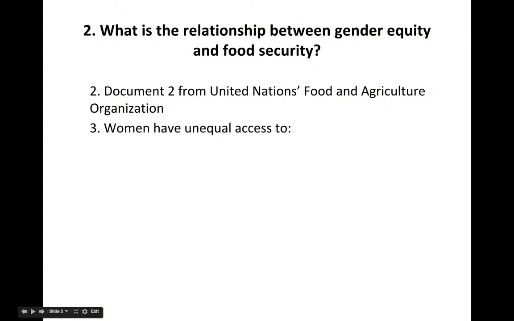And then here's the other document too, from the United Nations Food and Agriculture Organization. It says women in agriculture in the Caribbean, as in most developing countries, play important roles in household food security as income earners, nurturers, and managers of natural resources and biodiversity.